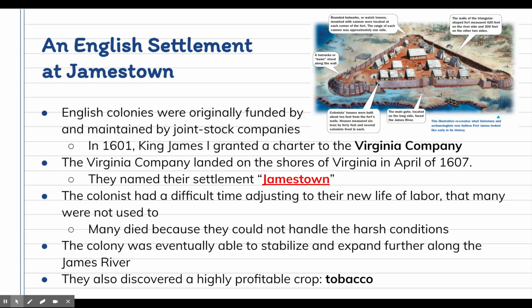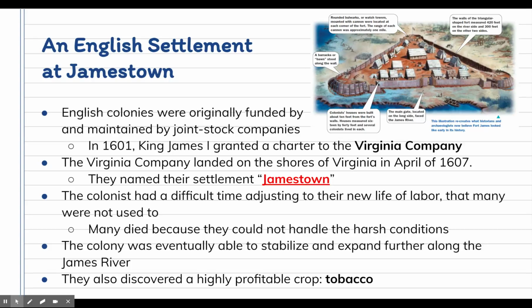So in 1601, King James granted a charter to the Virginia Company. The Virginia Company landed on the shores of Virginia in April of 1607, and they named their settlement Jamestown. And so you'll notice this trend with especially a lot of our earlier colonies of names reflecting the English kings or prominent figures within England at the time.